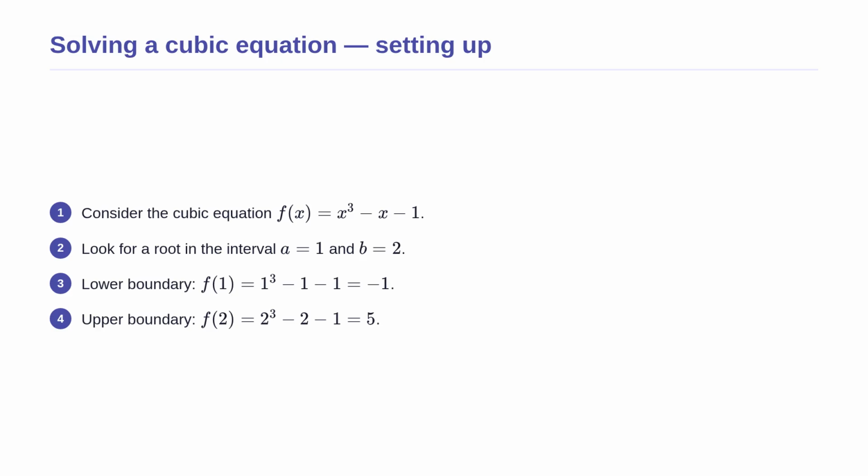First, we check the lower boundary. Plugging 1 into the equation yields negative 1. Then, we check the upper boundary. Plugging 2 into the equation yields positive 5. Since the signs are opposite, negative 1 and positive 5, the root is absolutely confirmed to be between 1 and 2.